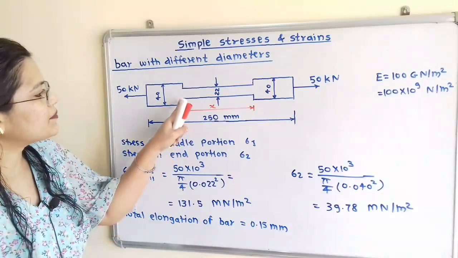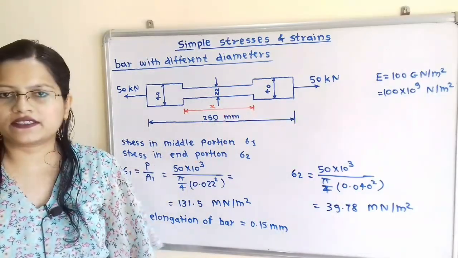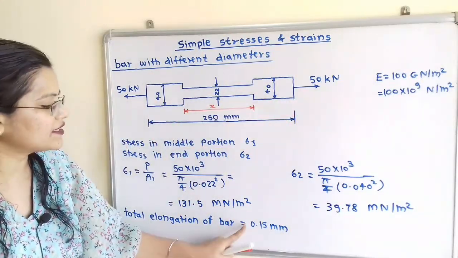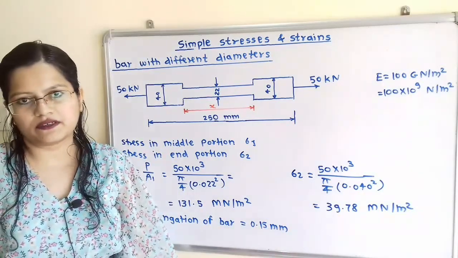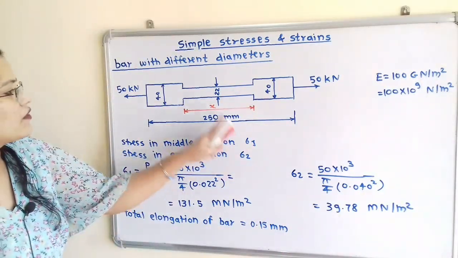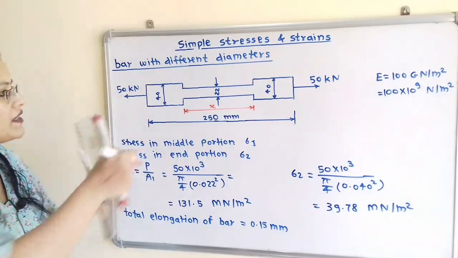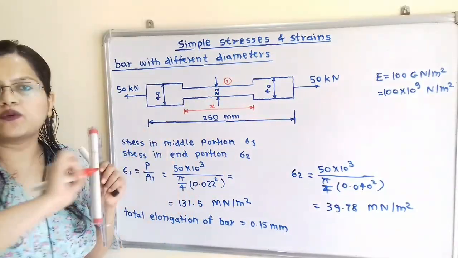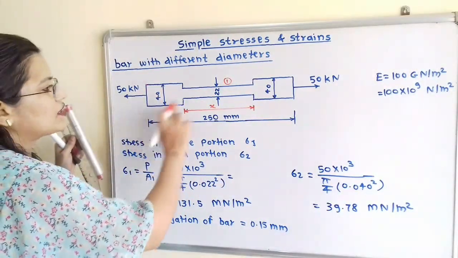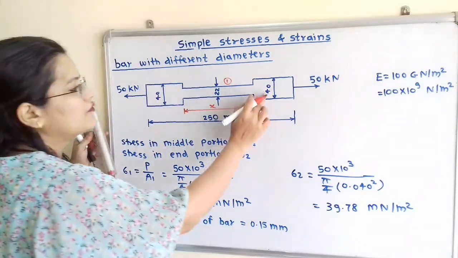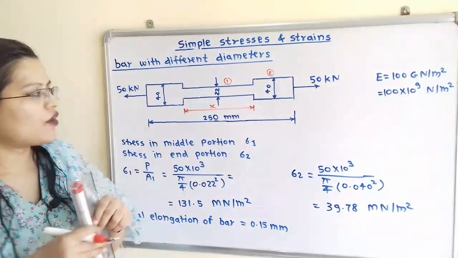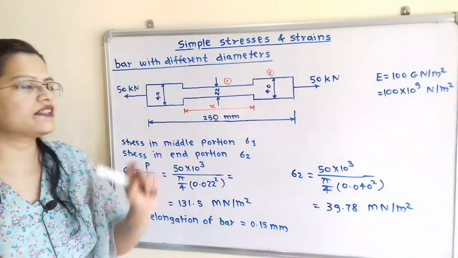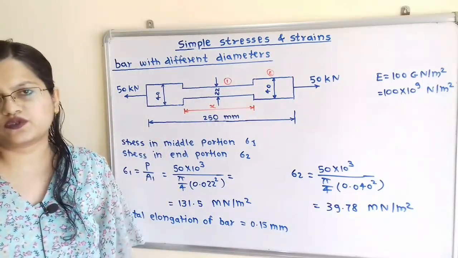We will consider the middle portion length equal to x, and the condition given is that the total elongation of the bar is equal to 0.15 millimeter. We will give suffix 1 to the middle portion, which has diameter 22 millimeter, and suffix 2 to the end portion, which has diameter 40 millimeter. It is a bar with two different diameters, so there are two suffixes, 1 and 2.